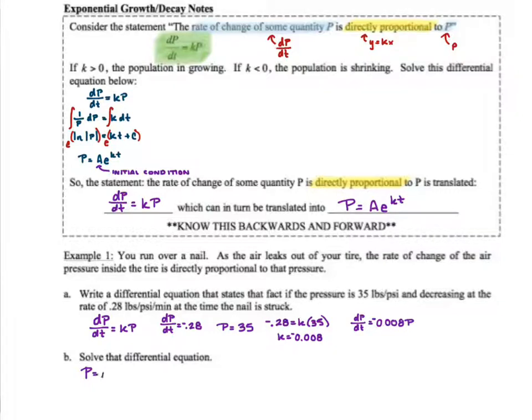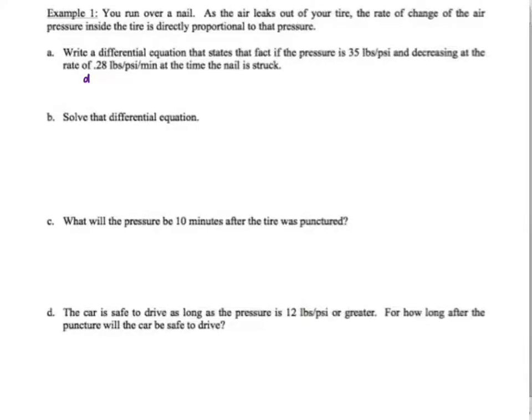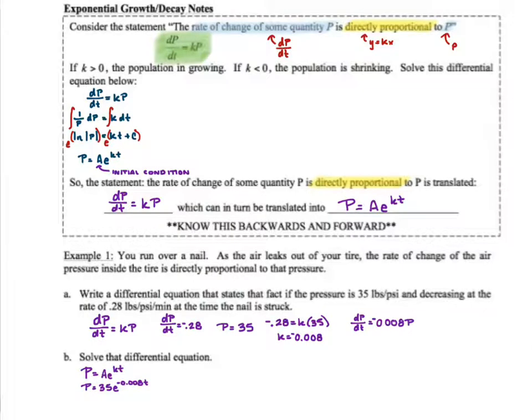Okay, solving the differential equation. P equals A e to the kt. A is the initial condition. We started off with 35 pounds per psi. That was our pressure. Our k was negative 0.008, and that's our differential equation.